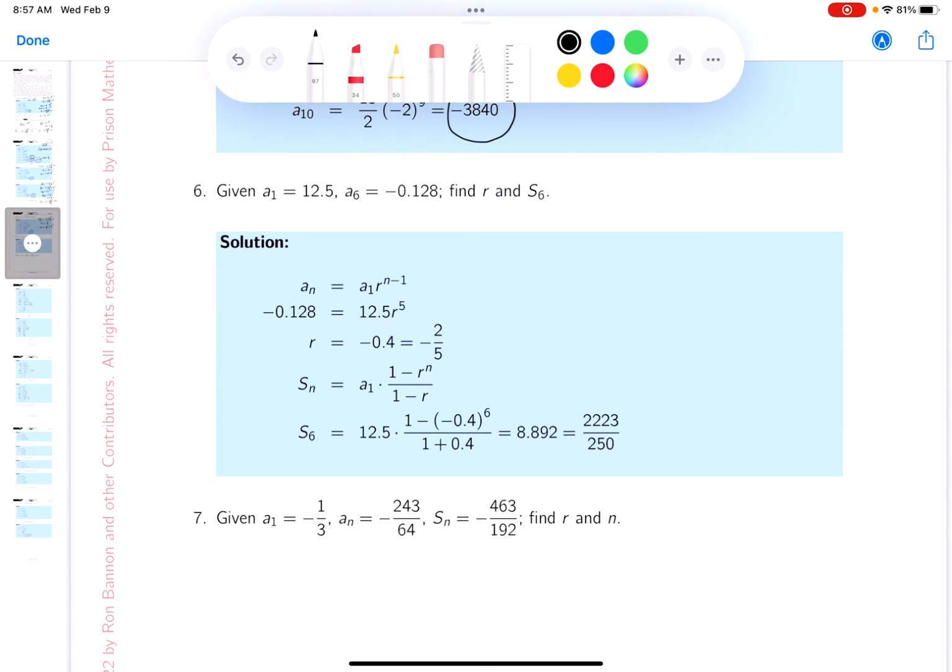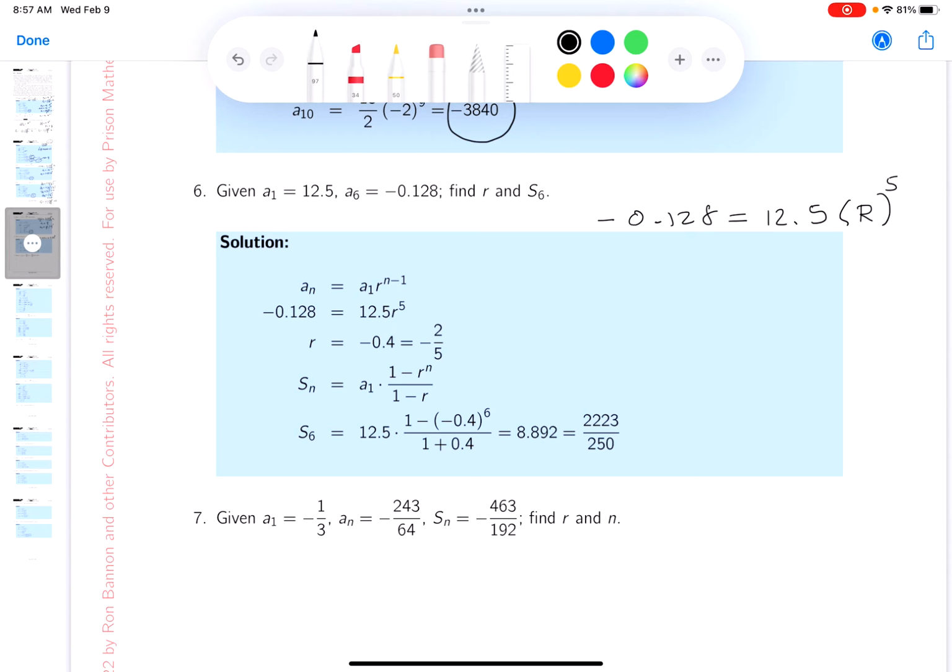So, I'm going to write this over here. So A6, that's minus 0.128 equals A1, which is 12.5, times, I don't know the R to a power. Now this is going to be R to the fifth power. All right? So then the question is, can you solve that? And you can. And R has to be a negative number, by the way.